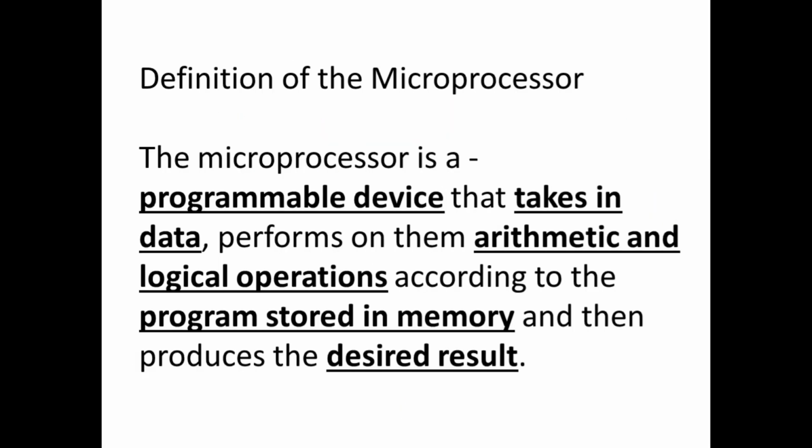Let us first start with the definition of a microprocessor. A microprocessor is a programmable device that takes in the data that is made available to it via various input devices. This microprocessor will perform certain arithmetic and logical operations according to the program that is stored in its memory, and then it will produce the desired result.